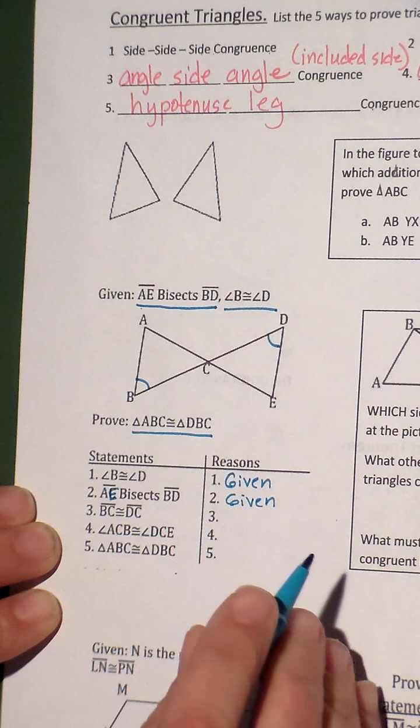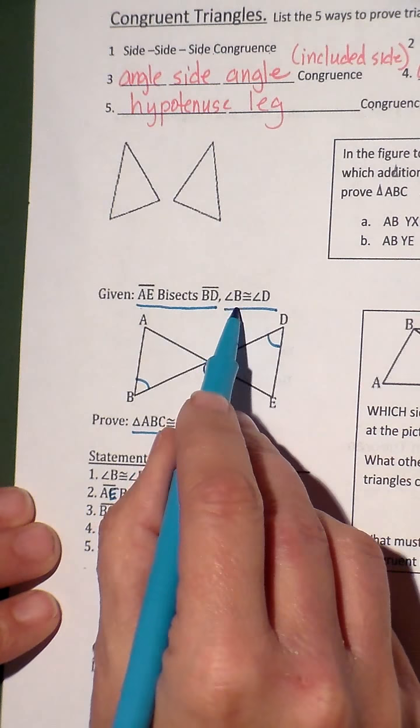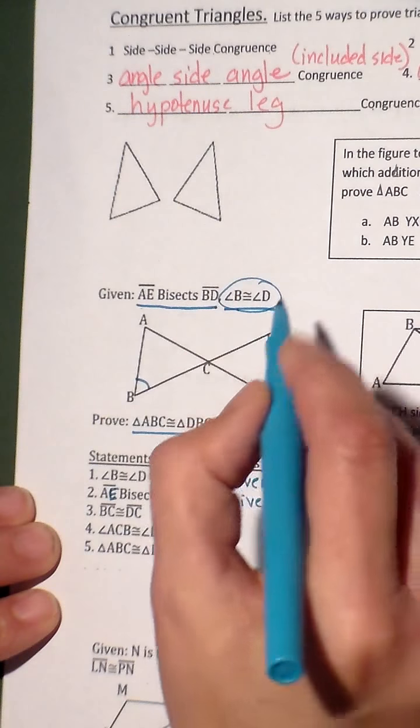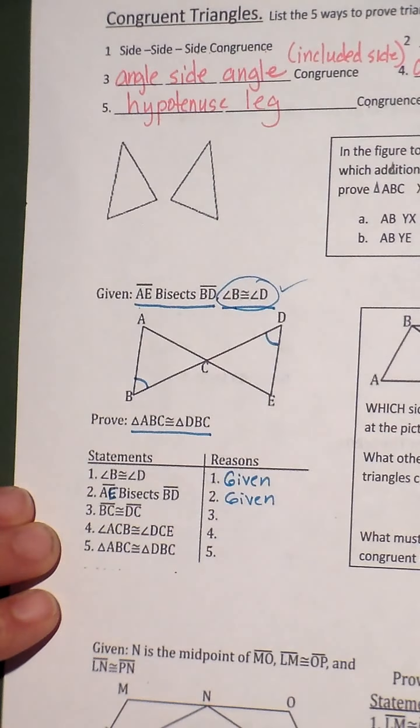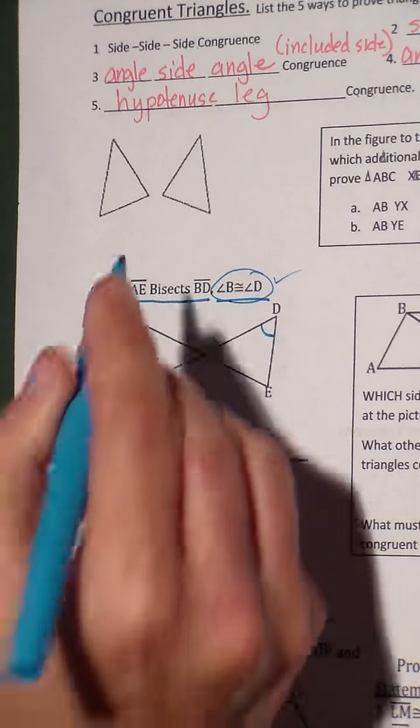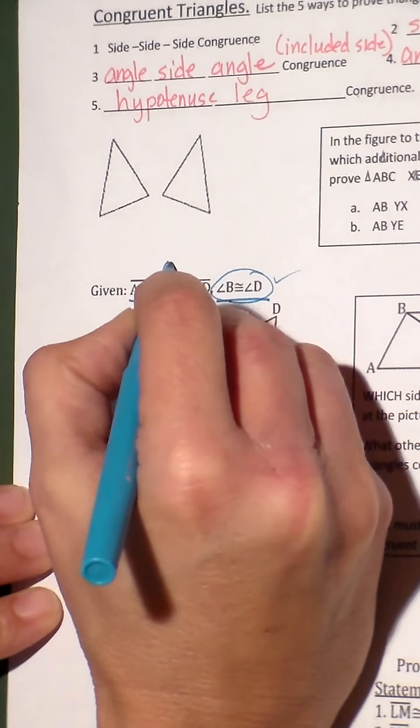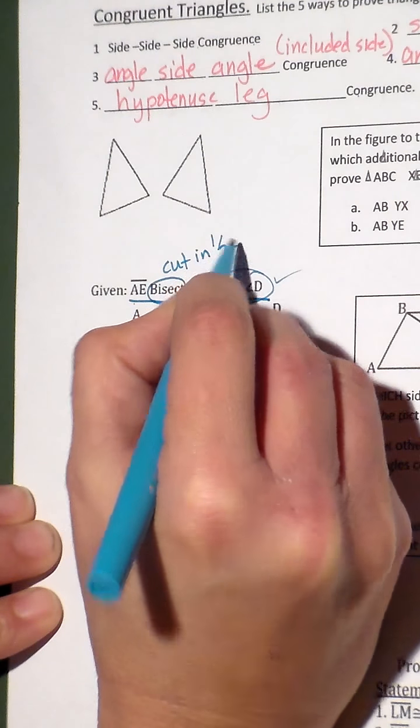So let's see now what we can do with these givens. Well, this is pretty much done. B and D are congruent. That's it. There's nothing else I can do with that. I just mark them congruent. But that word bisect, what does bisect mean? It means cut in half.